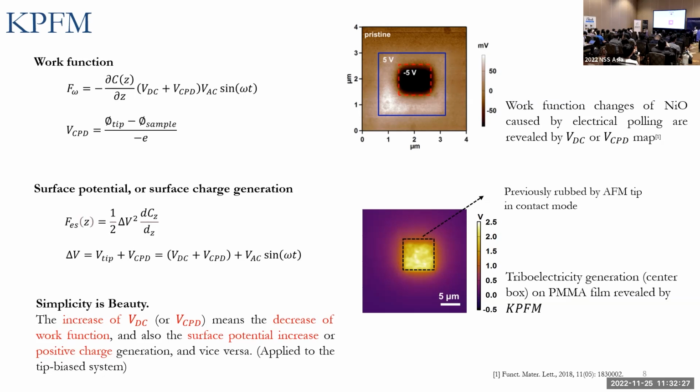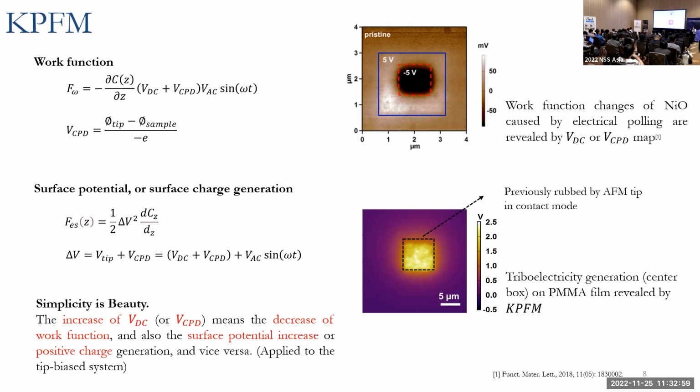And this is one example for this application. Before the KPFM scanning, the area inside this dash box has been wrapped by a contact AFM tape to generate triboelectricity in this area. This generated triboelectricity has been clearly demonstrated by this shining yellow box.